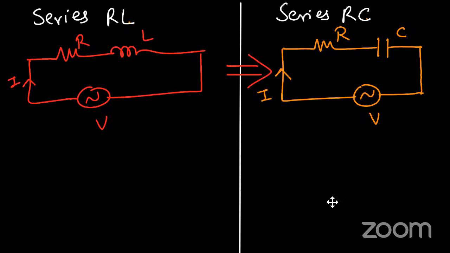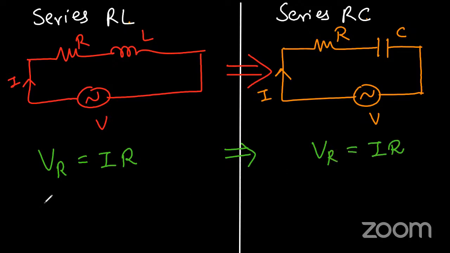Let's go for the formulas. Let's see the formulas. The first formula is VR is equal to IR. You saw this, right? So this is the voltage of R, that is equal to IR. So what will change here? No change. It's the same. VR is equal to IR. Next is VL is equal to IXL.